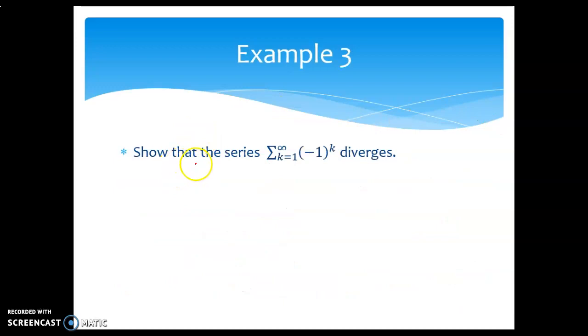So we want to show that this series diverges. S of n of this series is either going to give you -1 or 0. When k is odd, it's going to give you -1, and when k is even, it's going to give you 0. So this is what you're going to get from here. That means it diverges. It doesn't come to a certain number.